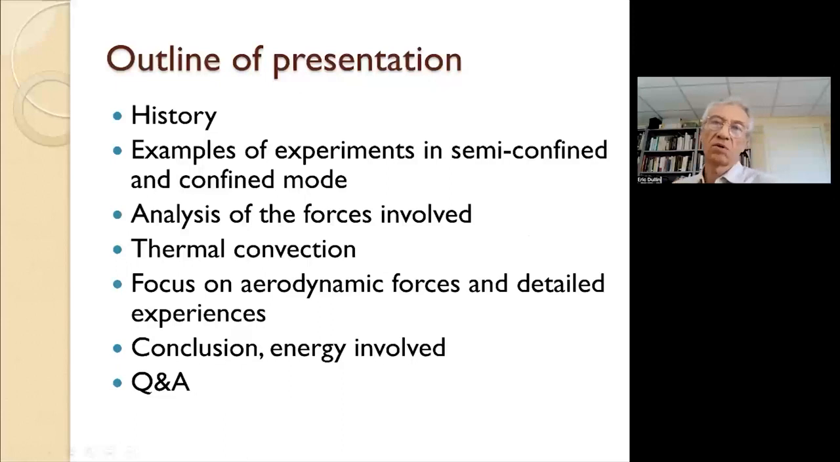So quickly about the presentation: I will give a bit of history about the research on these specific items. I will show some examples of experiments we've done in semi-confined and confined environments. We look at what forces are involved in this kind of experiment. We look a bit deeper at thermal convection, and we finally focus on the main topic, the aerodynamic force, and the detailed experiments we've done with that. And we make some kind of conclusion and finish with questions.